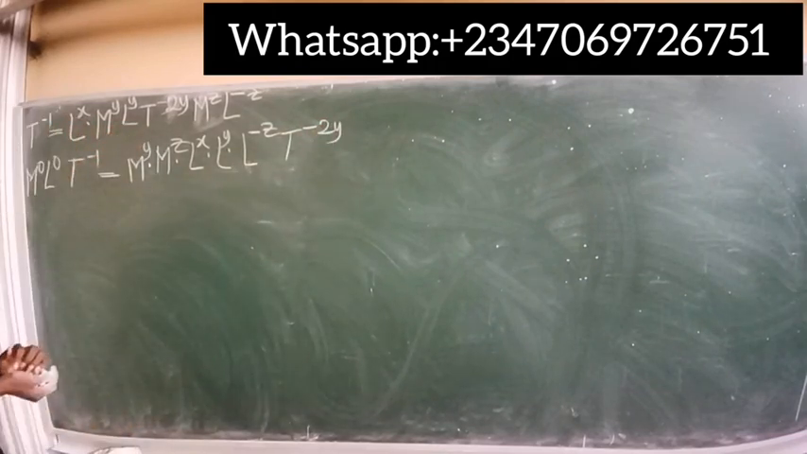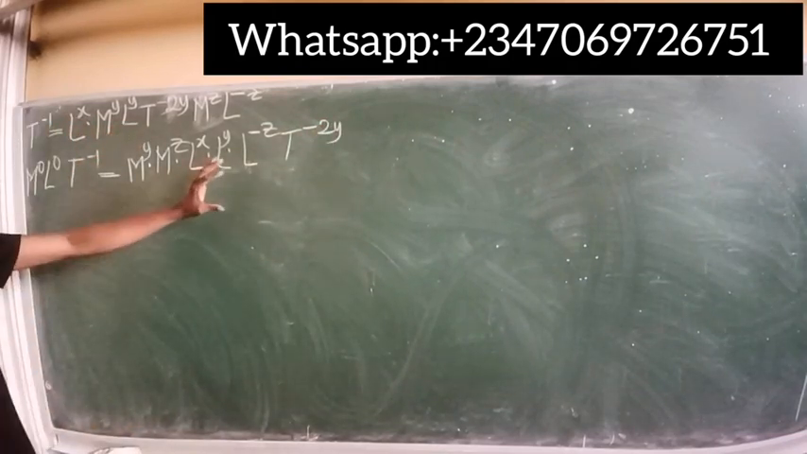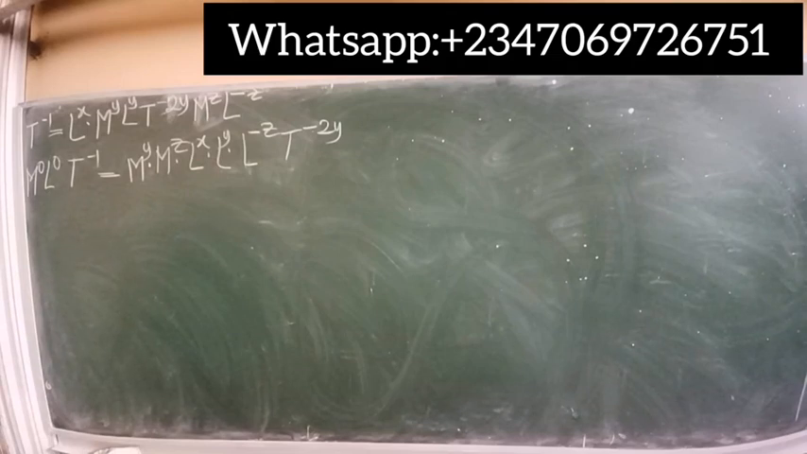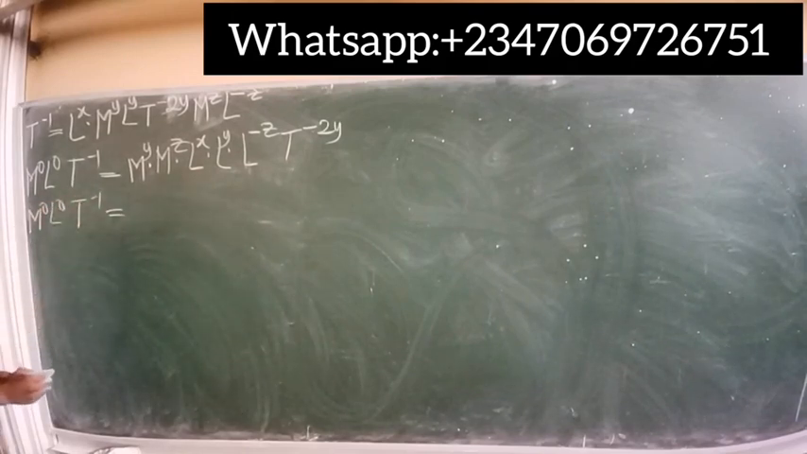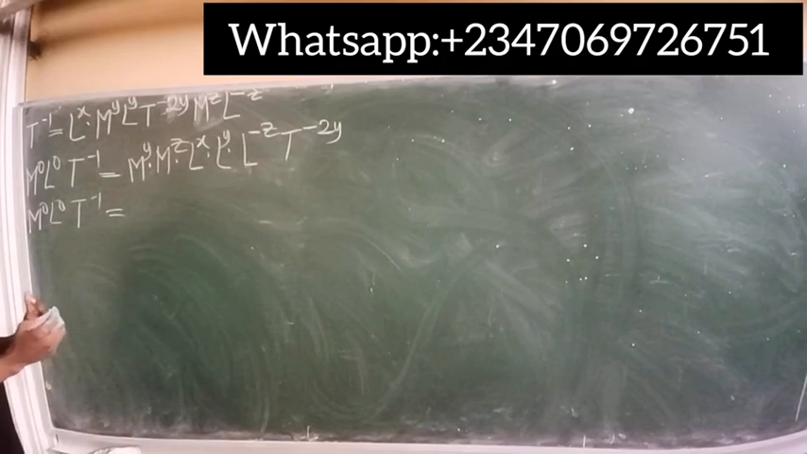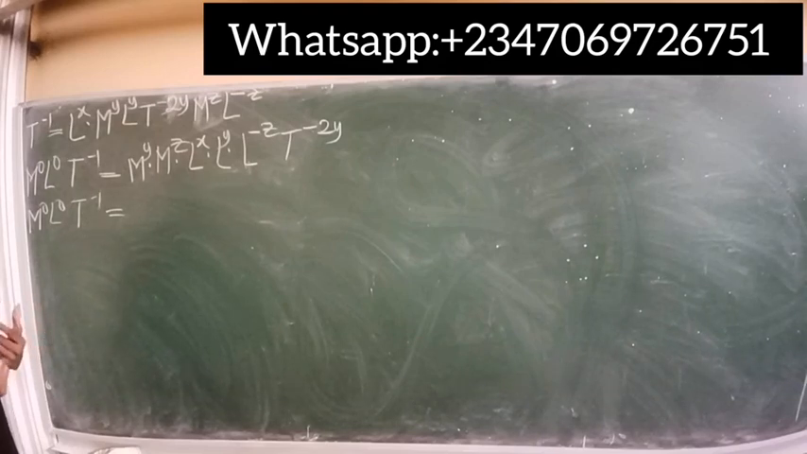So it has now been arranged in terms of MLT, but we still need what further work to be done. All right, so we have here M to the power of 0, L to the power of 0, T to the power of minus 1 equals. Okay, so from the law of indices, once two variables multiply each other having the same base, what do we do?